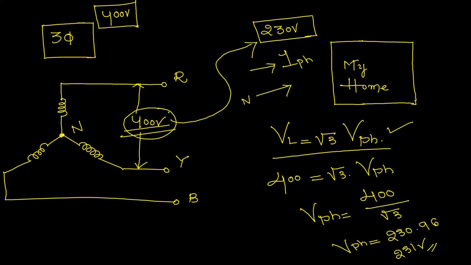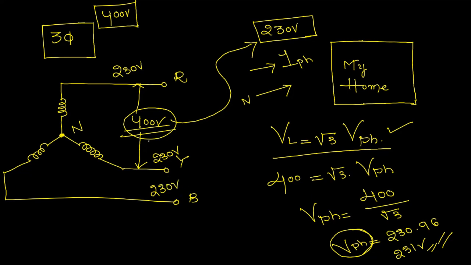So if you have a 3-phase system and you want to get 230 volts, we always need to use the 3-phase star connection. With the help of star connection, you can directly get the value of 230. 230 volts is the phase voltage. The voltage available in this phase is 230 volts, and the voltage available in this phase is also 230.